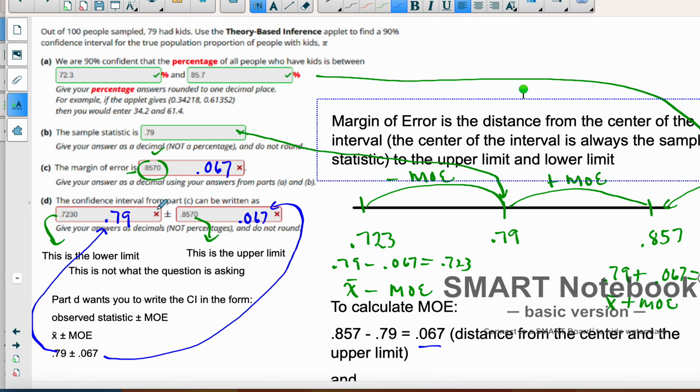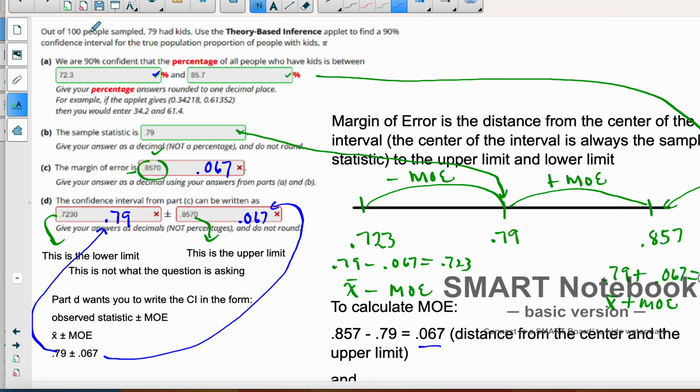Let's go to the next one. Same thing here. You're just getting confused with what the margin of error is. So you put everything in the tool correctly. We had our n equals 100. That's our sample size. 79 had kids. So 79 out of 100 is my p hat, which is equal to 0.79. So you got that correct here. You put it in the theory-based applet, you get the proper percentages. All right, you got this correct here for B.